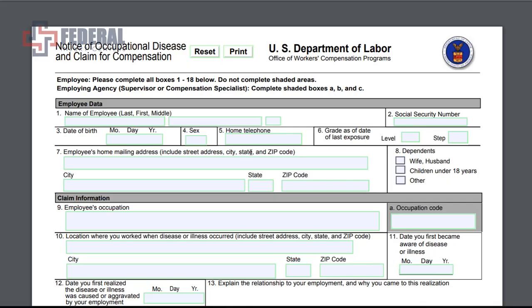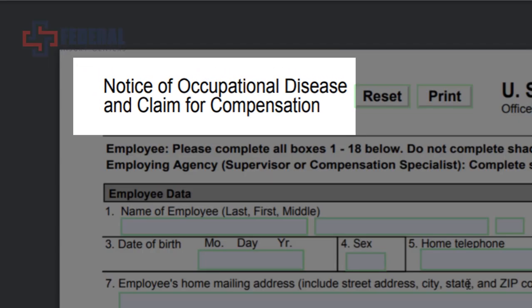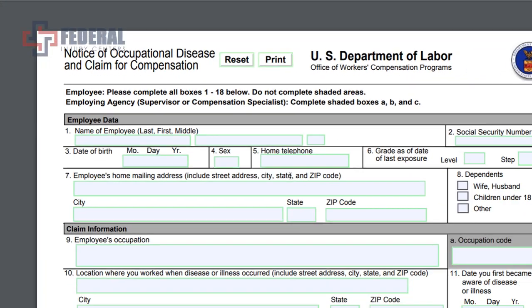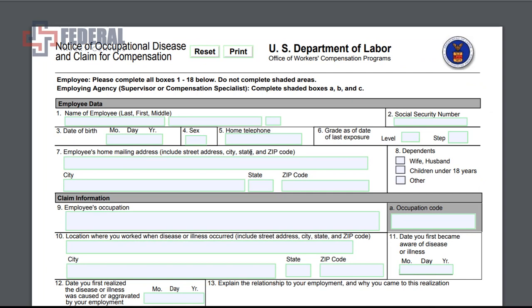In this video, we're going to be covering how to fill out your CA2 or, as you can see here, Notice of Occupational Disease and Claim for Compensation. A CA2 injury is defined as an injury developing over 2 or more work shifts. All that being said, usually it takes months, years, and sometimes even decades to develop these injuries.